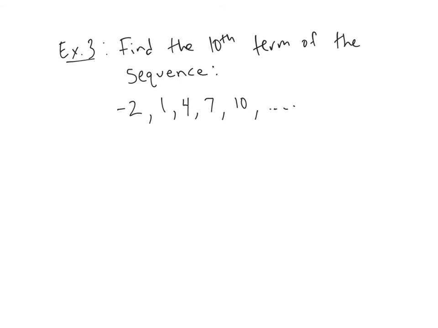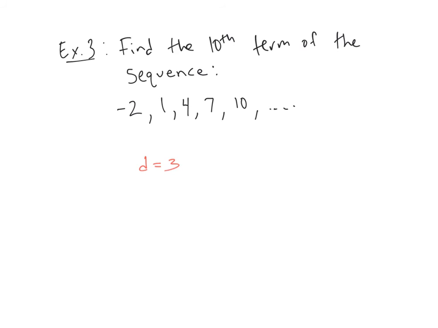All right, our last example for this first video on section 4.6 is going to be to find the 10th term of the sequence negative 2, 1, 4, 7, and 10. So for instance, what I mean by 10th term is 4 would be the 3rd term, 10 would be the 5th term, and so on. So go ahead and find that 10th term and enter your answer when you're ready.